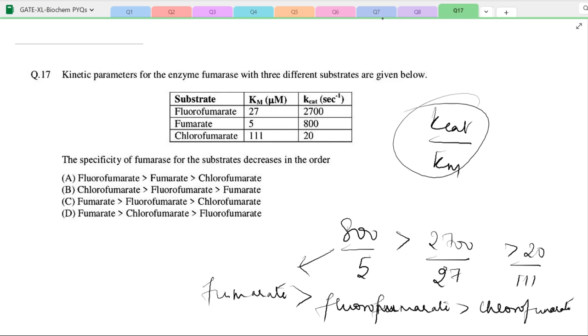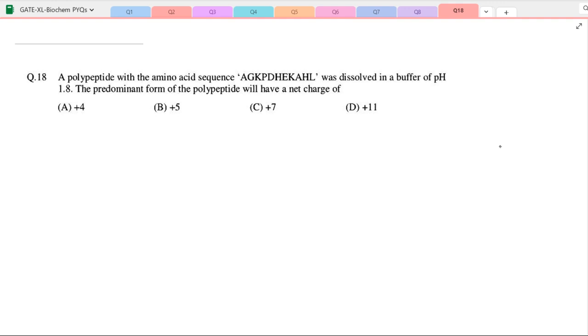So the correct answer here is option C. That is fumarate greater than fluorofumarate, which is greater than chlorofumarate. So fumarase has very high specificity for fumarate compared to fluorofumarate, which in turn is compared to chlorofumarate. So that's a simple question. Moving on to the next question.